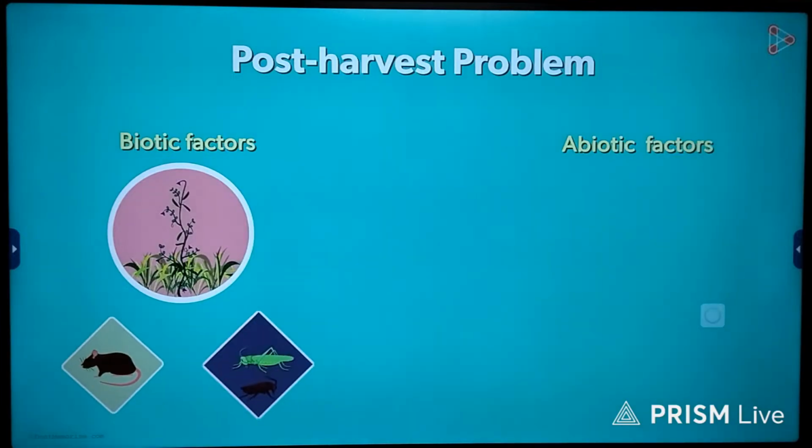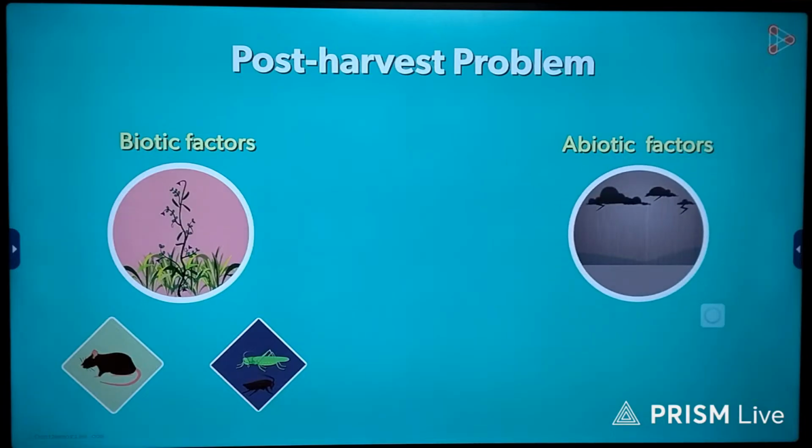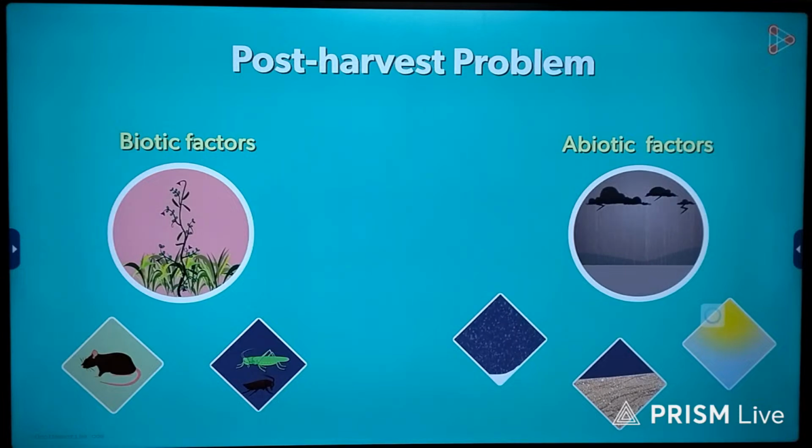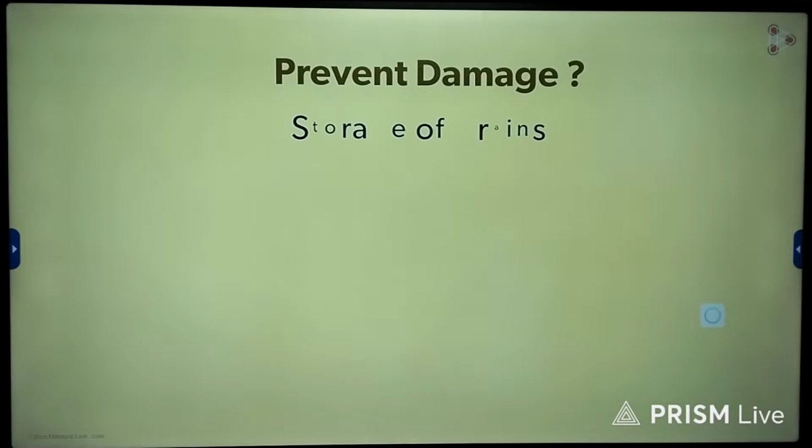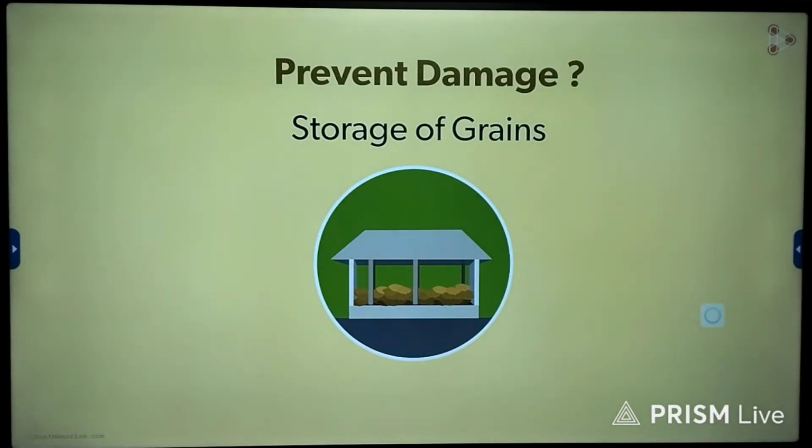Attack of rodents, pests, and other living organisms are the biotic factors, while the abiotic factors will include inappropriate atmospheric conditions like excess moisture and high temperatures. These can damage the quality of the crops, lead to loss of weight, and even be the cause of discoloration of grains. How can we prevent the damage caused due to the reasons of storage?